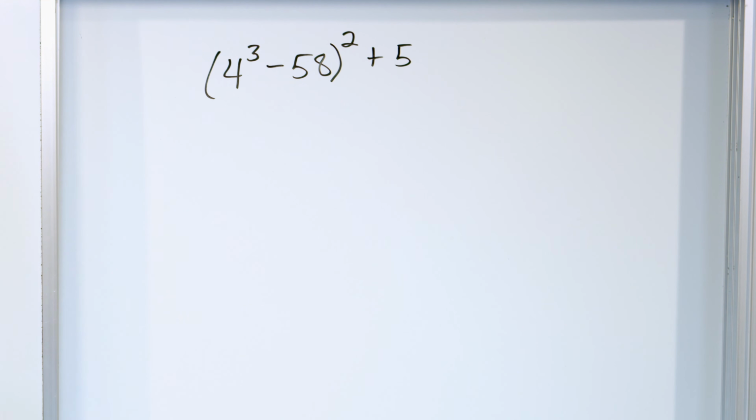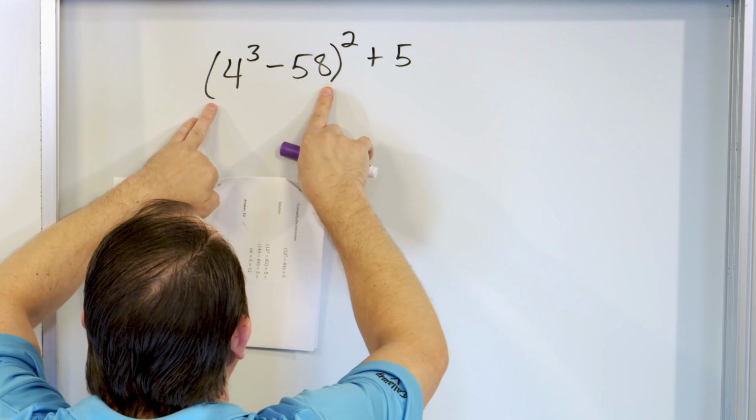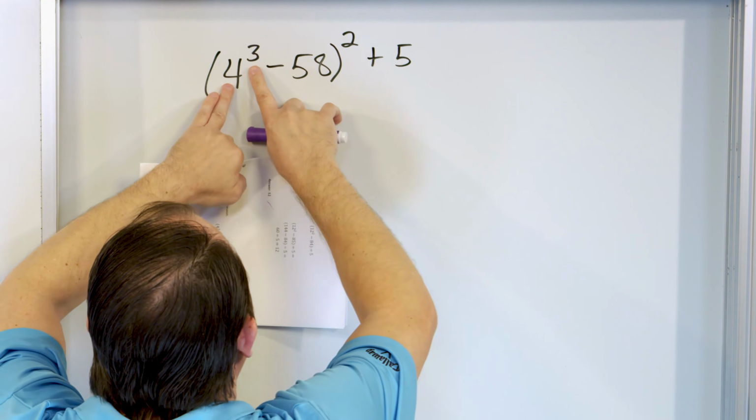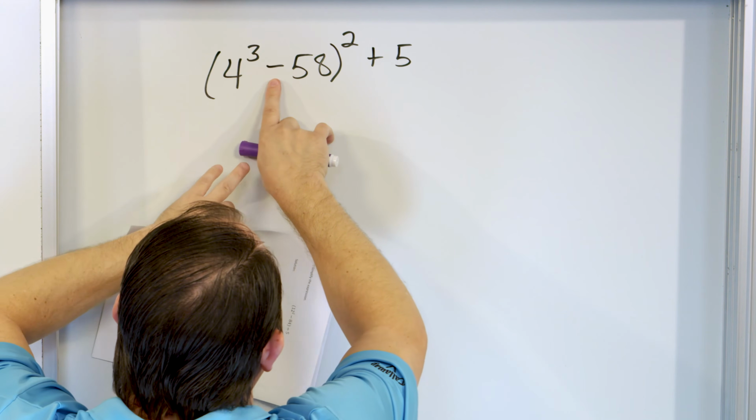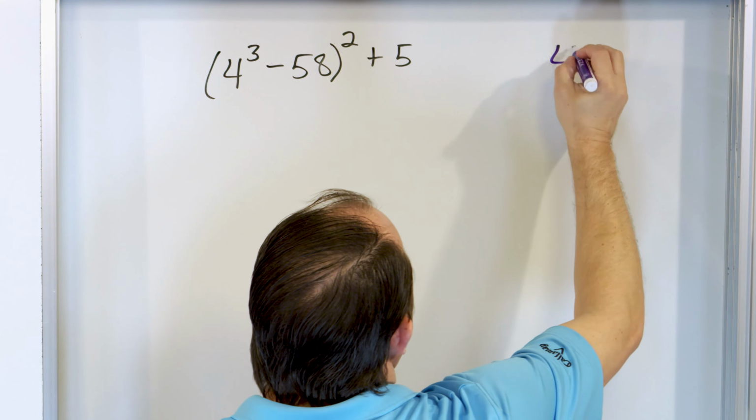All right, so we have to ask ourselves, what do we do first? Parentheses always first. So you ignore the square, you ignore the plus, you have to do what's inside. But what we have inside is a cube, which is an exponent, and then we have subtractions. We have to do the cube first.